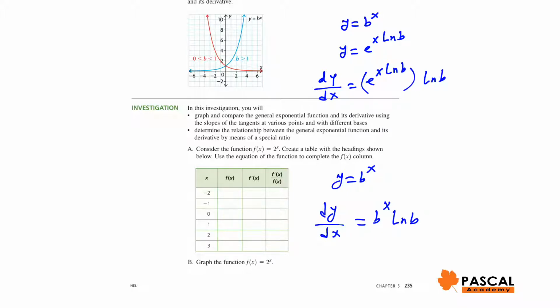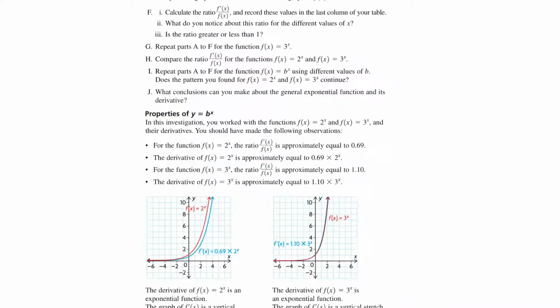If we apply the chain rule, the derivative of b to the power of f of x would be f prime of x b to the power of f of x ln of b.